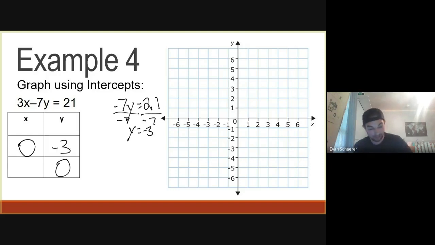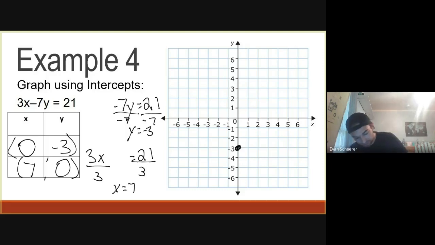I'm going to do that again, but with the y values. So 3x minus 7y equals 21. So now, since my y is 0, I can get rid of this part right here. Therefore, I just have 3x equals 21. So I'm going to divide by 3, and then I have x equals 7. So my ordered pairs are 0, comma, negative 3, and 7, comma, 0.